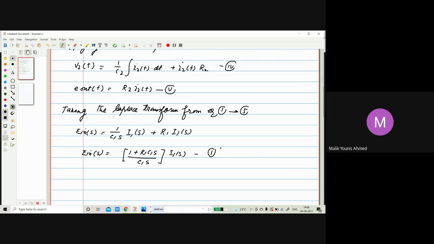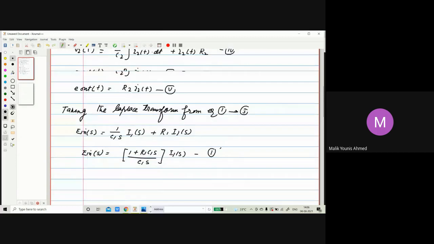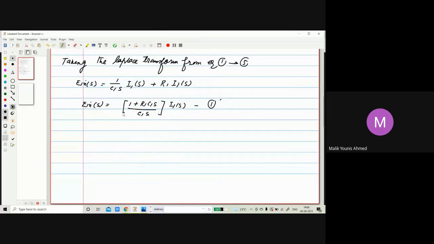So similarly, what is our second equation? We can take the Laplace transform of second equation V1, and this is V2. Okay. So taking the Laplace transform, V1 of s is equal to R1 I1 of s. So let's call it 2 dash. Dashes are the Laplace transforms. Out of this, for the sake of simplicity, we can consider I1 of s will be equal to V1 of s divided by R1. Fine.